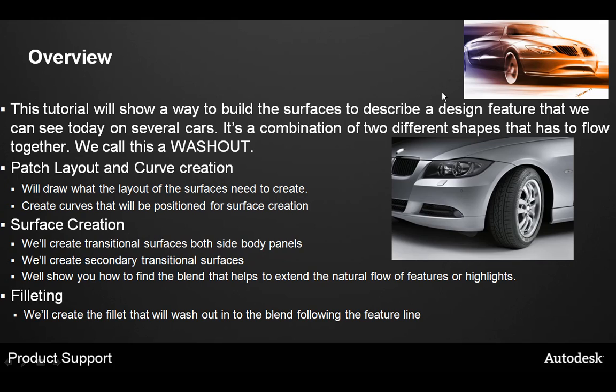The second section is surface creation. We'll create transitional surfaces for both side body panels. We'll create secondary transitional surfaces. We'll then show you how to find a blend that helps extend the natural flow of the feature or the highlights. The third section is filleting. We'll create the fillet that will wash out onto the blend following the feature line.